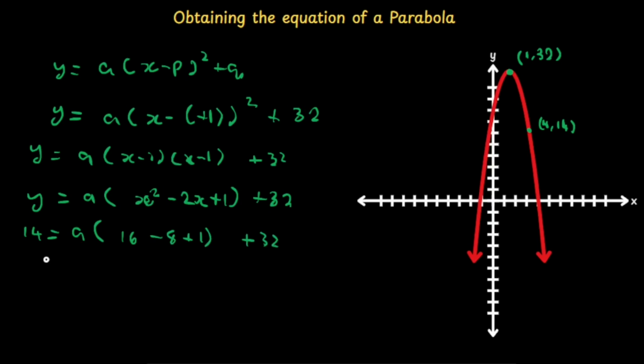Moving a step further, 14 minus 32, I would have to put that down first. 14 minus 32 is equal to a times (16 minus 8 plus 1). 16 minus 8 is 8. 8 plus 1 is 9. And 14 minus 32 is negative 18, which is equal to a times 9. So if I simplify and solve for a, I would get negative 18 over 9 is equal to a. And therefore, a is equal to negative 2.